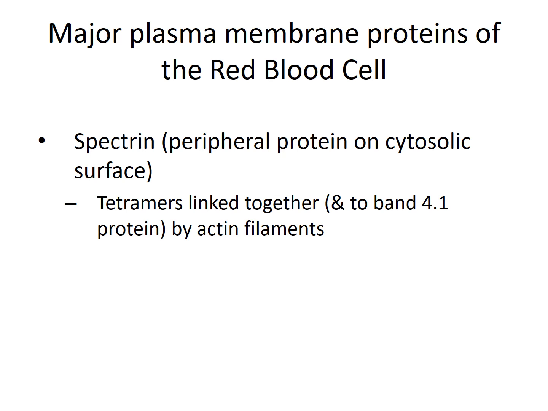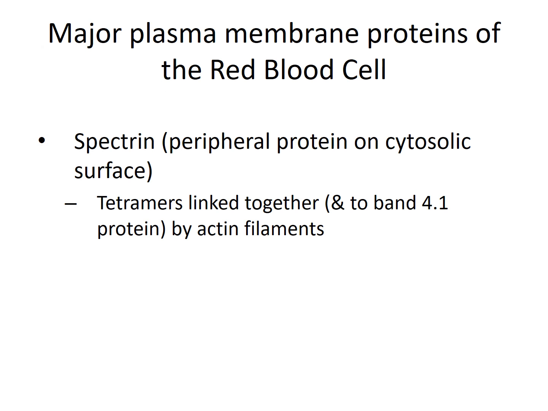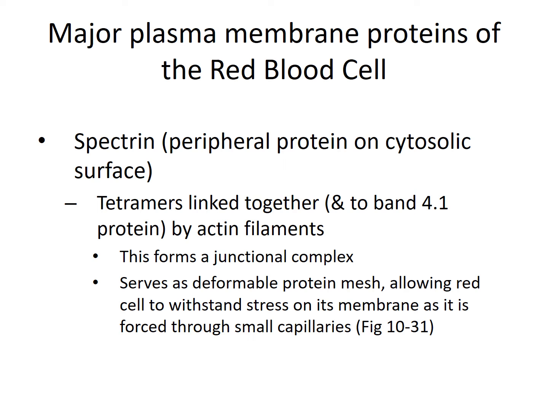Spectrin, 4 of these come together and are joined by actin filaments here. Here's band 4.1, and so tetramer and actin. Tetramer's length, that's the junction complex, and the protein mesh underneath. The reason you need the mesh and the shape is the stress of these going into the smallest capillaries, they had to squeeze themselves through.